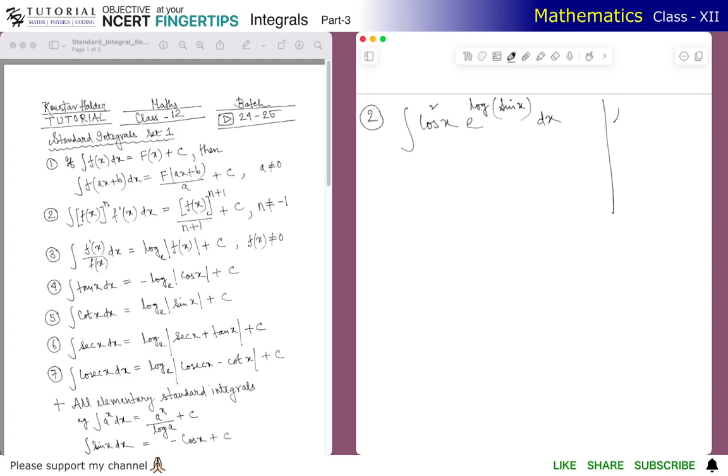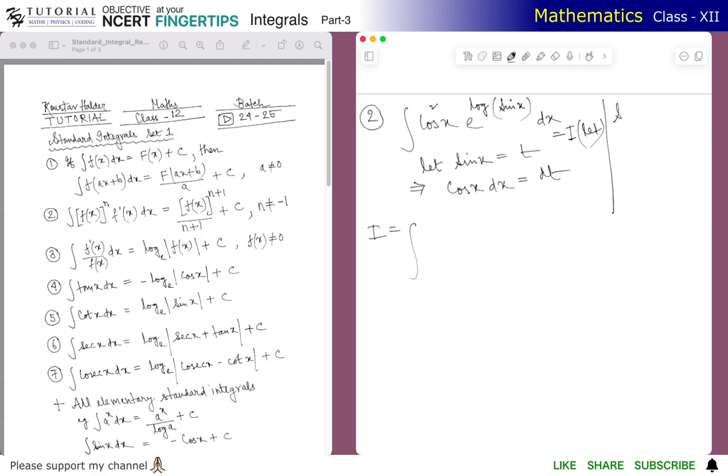No, I think the easy approach will be to substitute, let sin x equals t. This implies cos x dx equals dt. So the integral becomes cos x dx, sec square x, cos square x is... Okay. What if we substitute tan x equals t? Then we will have sec square dx. No. Okay, let's see what happens.